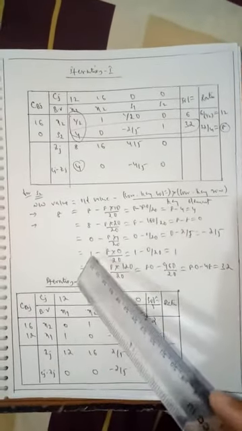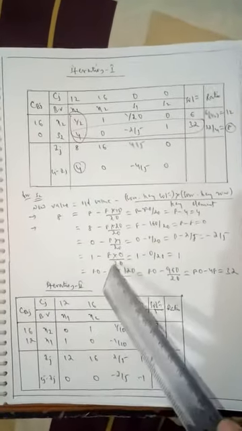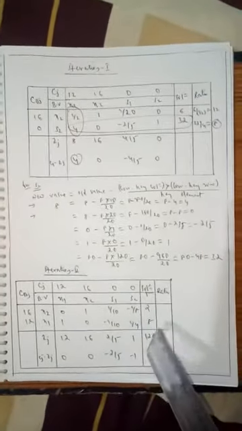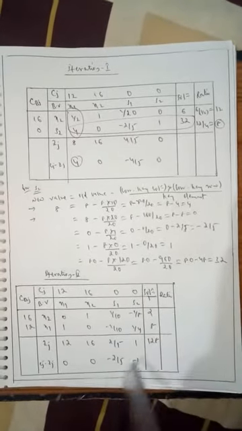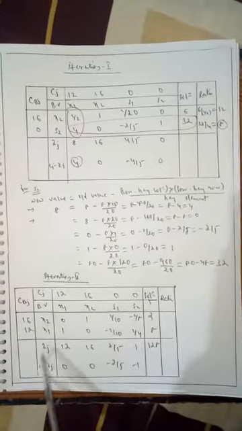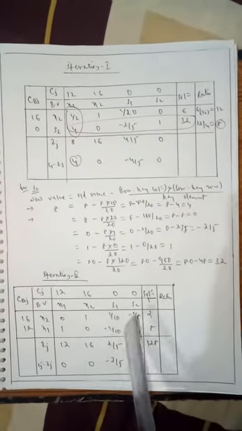Okay. Now calculate the Cj minus Zj values. So 12 minus 12 is equal to 0. 16 minus 16 is equal to 0. 0 minus 2.5 is minus 2.5. 0 minus 1 is equal to minus 1. Check whether the given solution is optimal or not. All the values should be either 0 or negative for a maximization problem. Here we got all zeros and negatives. Therefore the given solution is optimal.